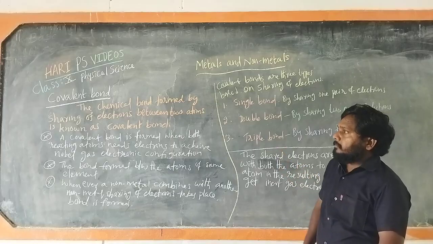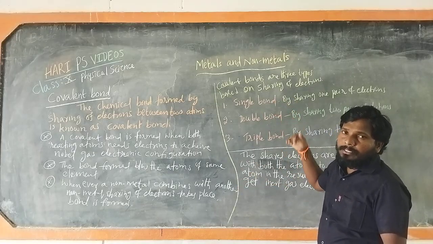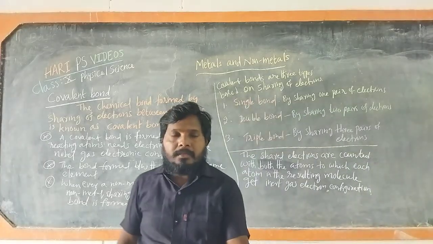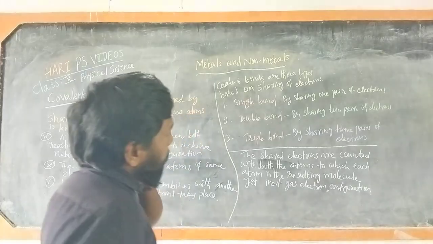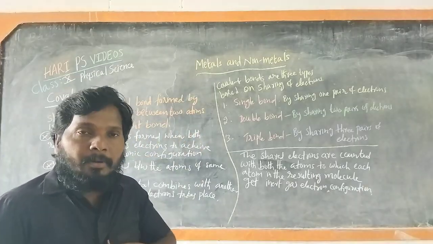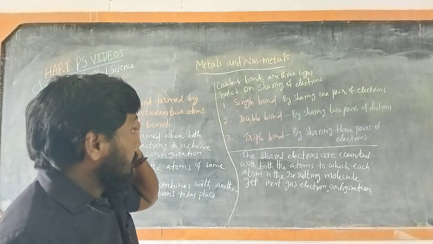Then we will discuss how the single bond, double bond, and triple bond are formed between the atoms by taking some examples. So let's understand the formation of single bond, double bond, and triple bond.